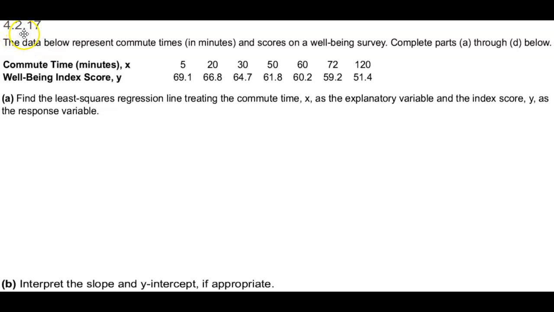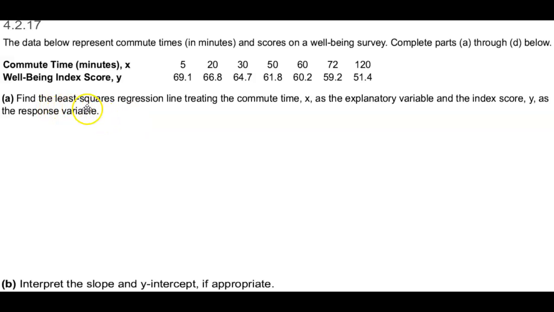Section 4.2.17. The data below represent commute times in minutes and scores on a well-being survey. We're going to complete parts A through D below. The commute time, in minutes, X, is the explanatory variable, which is 5, 20, 30, 50, 60, 72, 120. And the response variable is the well-being index score, and there are your following values.